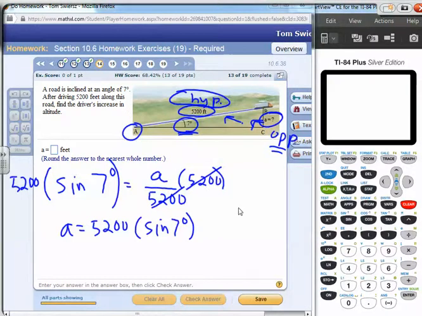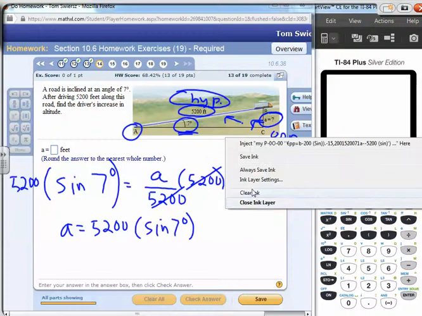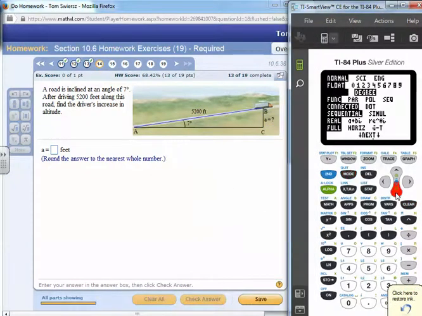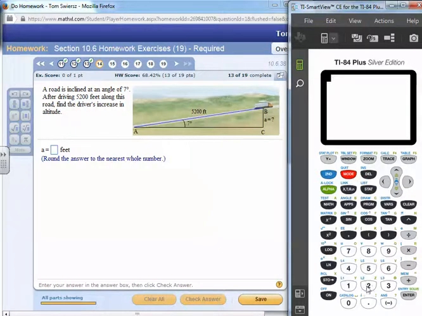Again, remember, you have to hit mode and go down to your third line. If it's in radians, you need to highlight degree, because we want the answer in degrees, and then hit enter to save it, and then hit second mode again to quit. Now we can put it in, which was 5,200 times the sine of angle A, which is 7 degrees.